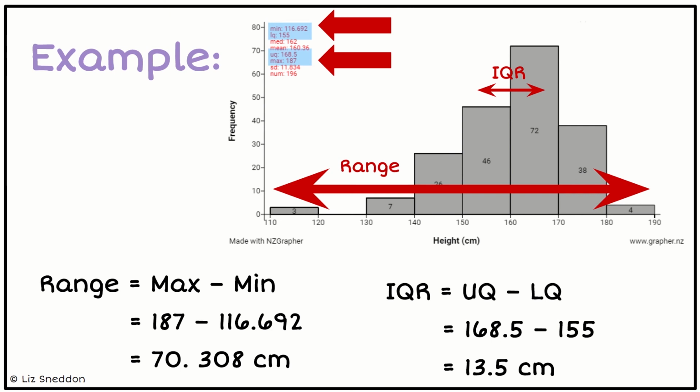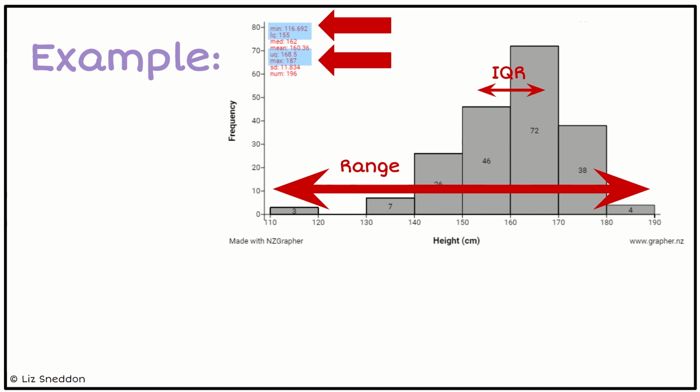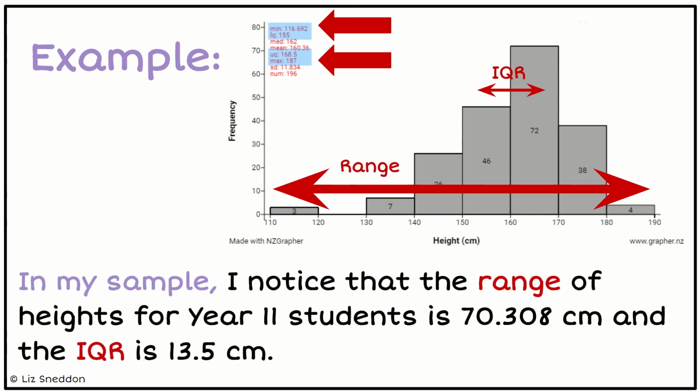So what we want to do now is write both of those in a sentence. So in my sample, I notice that the range of heights for Year 11 students is 70.308 centimetres and the interquartile range is 13.5 centimetres.